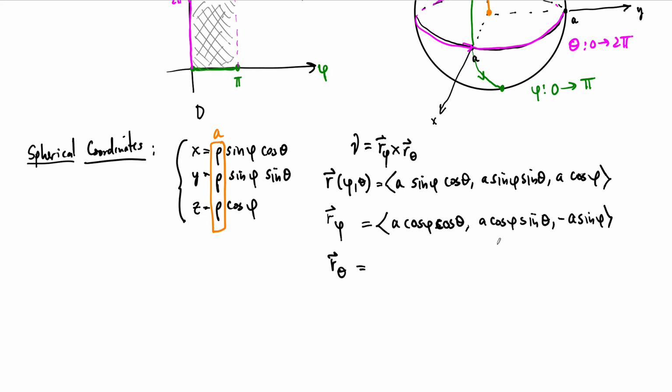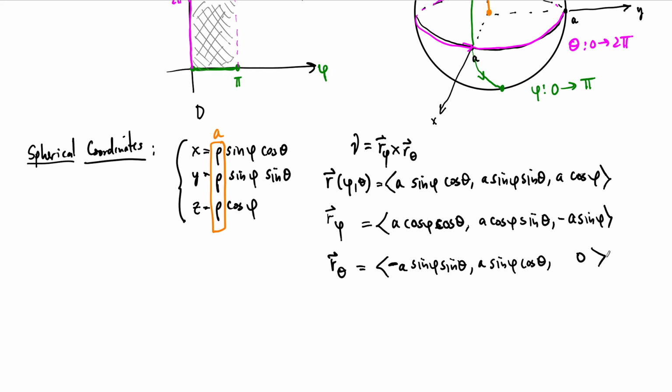We now do the same thing with the theta derivative. So same deal, we just go through. By the way, there's no thetas in this last component, so that's going to be 0, right? But as we go through, this is going to be what? Minus a sine of phi sine of theta, positive a sine of phi cosine of theta, and then 0.